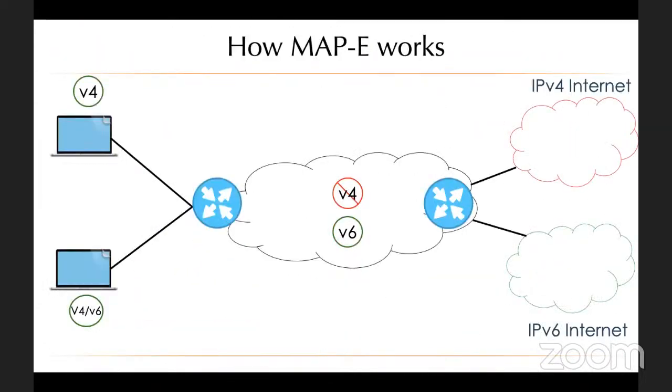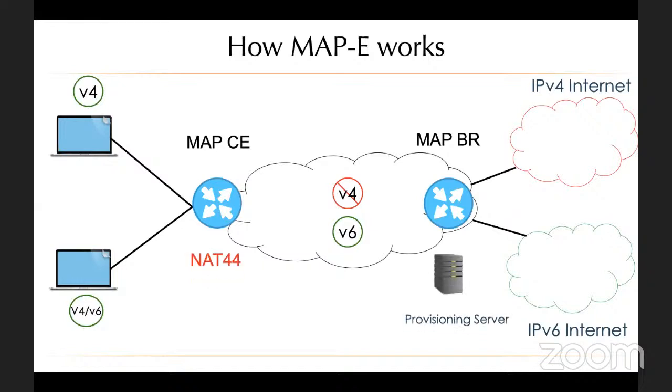So how does it work? So you have your CE, you have your BR. Remember, the access network is still IPv6 only, right? And then your CE can have dual stack nodes behind it, can have IPv4 only nodes behind it. So what happens the first time the CE connects to the network is it's going to send a DHCP solicit message to a provisioning server in your network. So you should have already pre-configured the DHCPv6 options for that to happen.